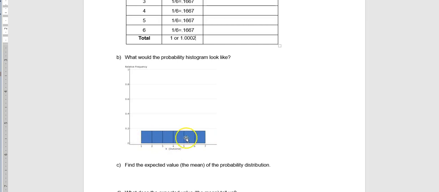We've got our 6 different possible outcomes, and since each one has the same probability, this is just even all the way across. This is what we would call a uniform distribution.